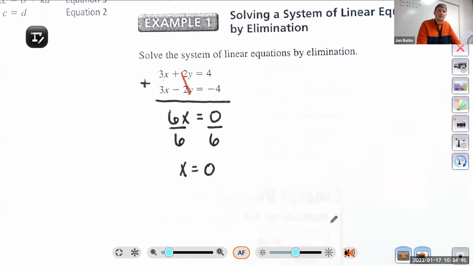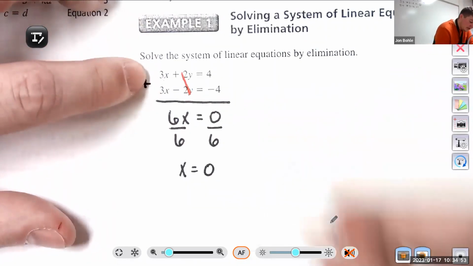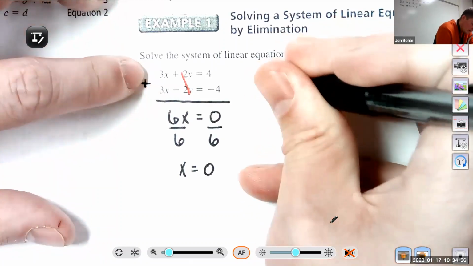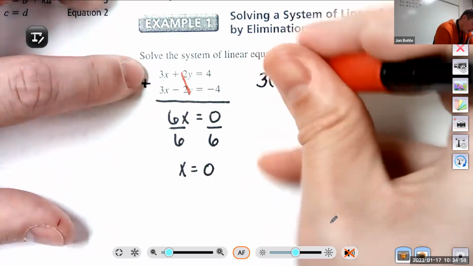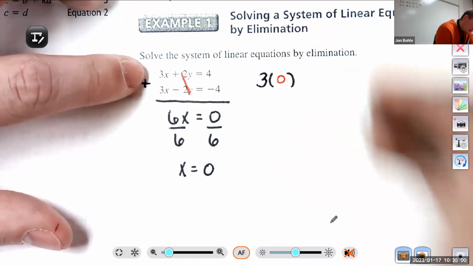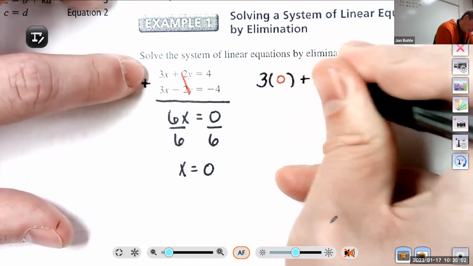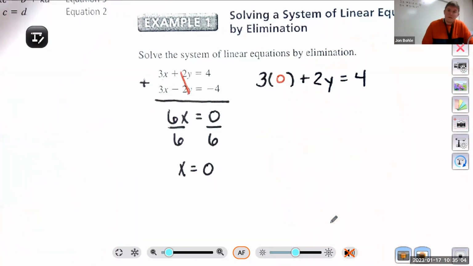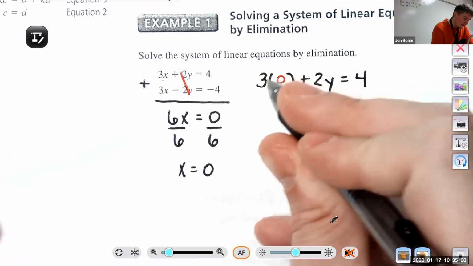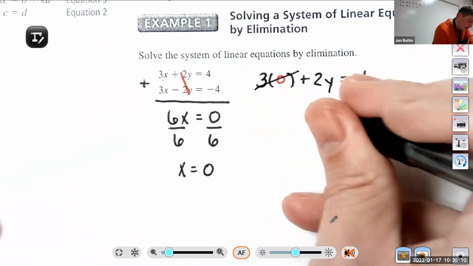Should I do the top equation or the bottom one? Does it matter? No, it does not matter. It doesn't matter if I choose the top or the bottom. Suppose I'll choose the top. 3 times 0 plus 2y equals 4. 3 times 0 is 0, so I'm not even going to write that. So now I'm just left with 2y equals 4.